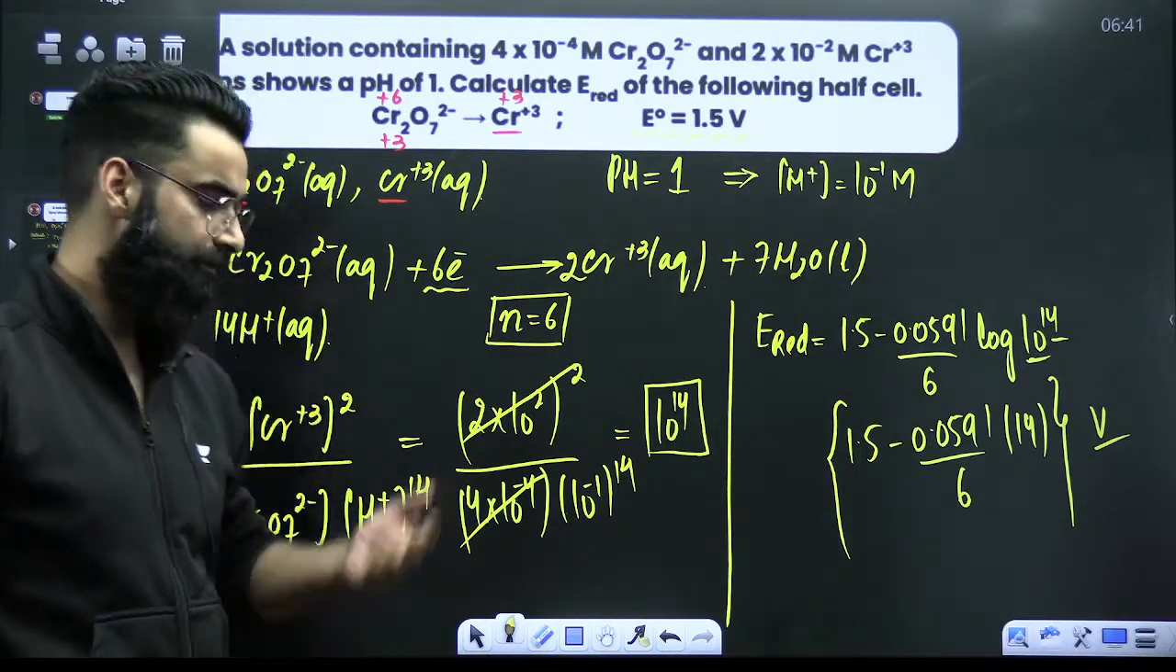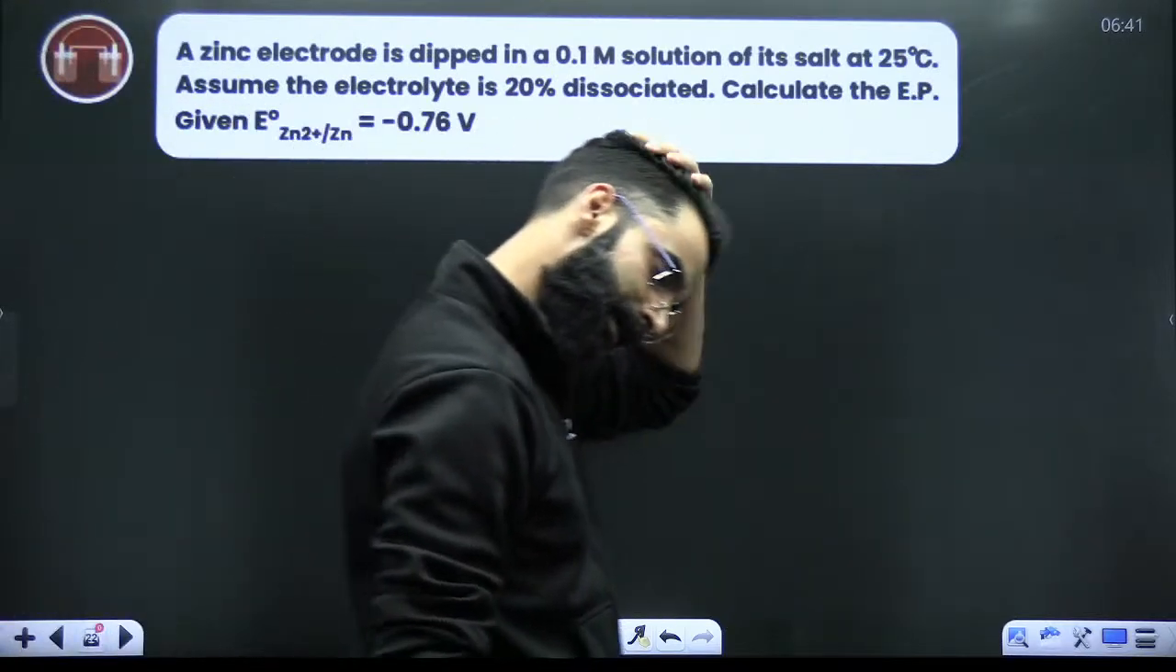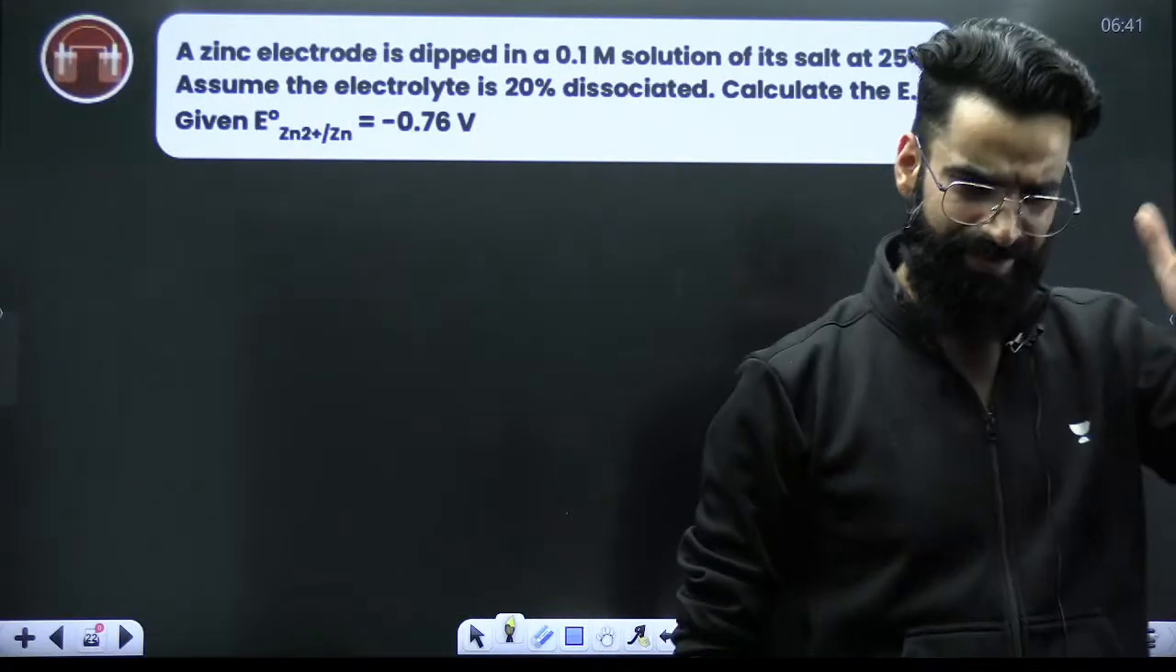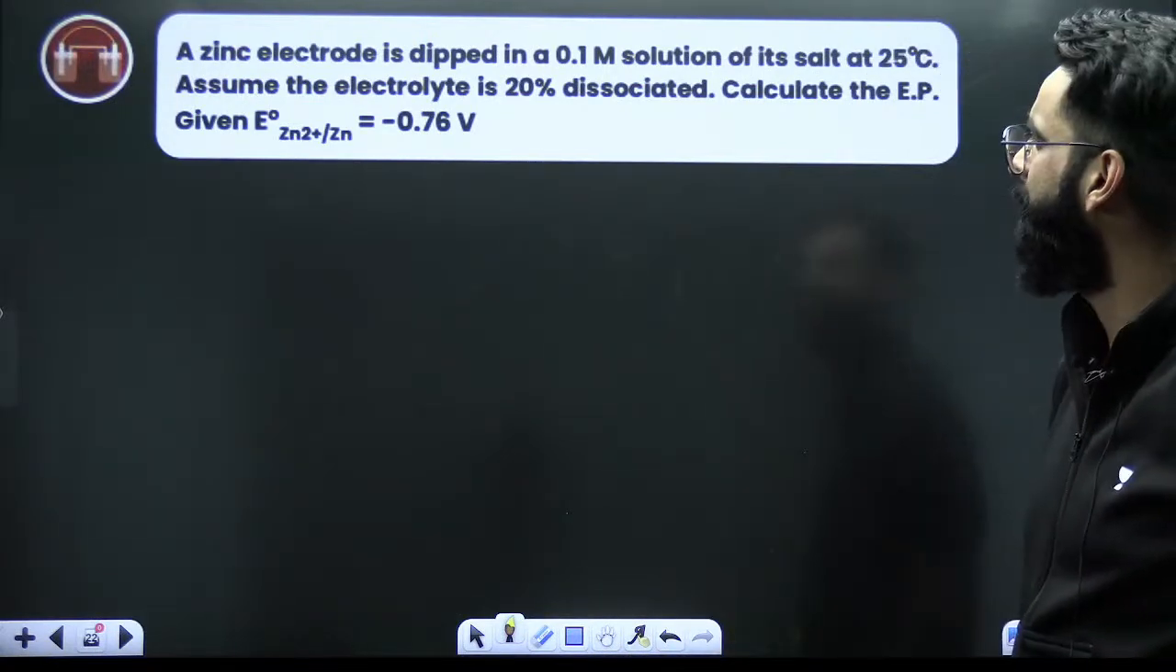Perfect. Okay. Let's try to solve one more question. Look at this particular question. Read the question carefully first. I want you guys to read the question and let me know in the chats whether you can solve this question or not. Read it.